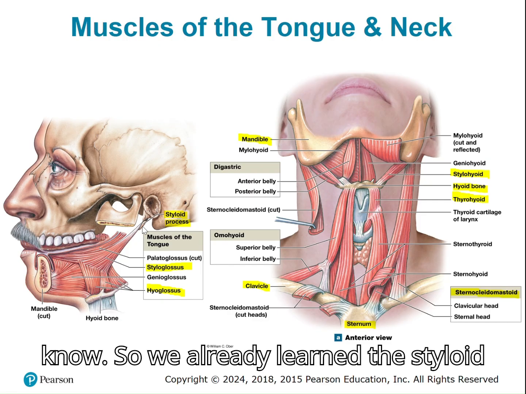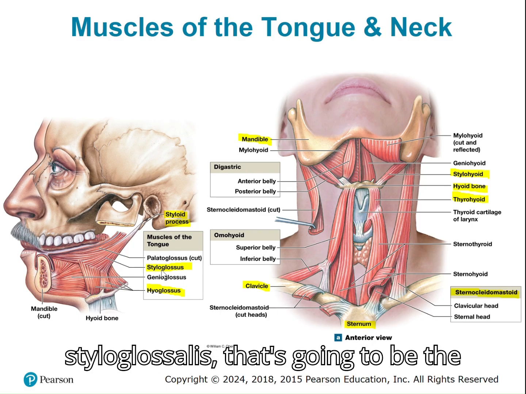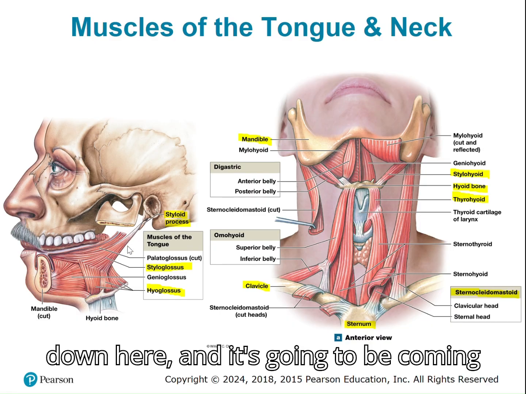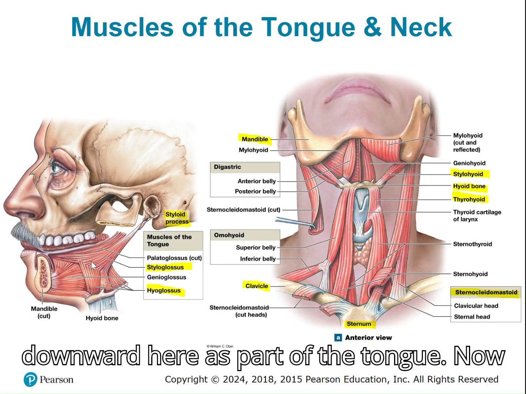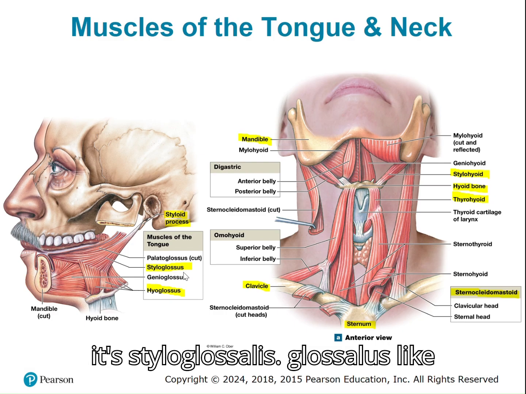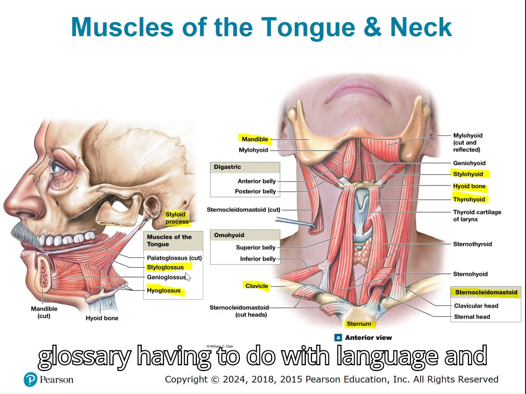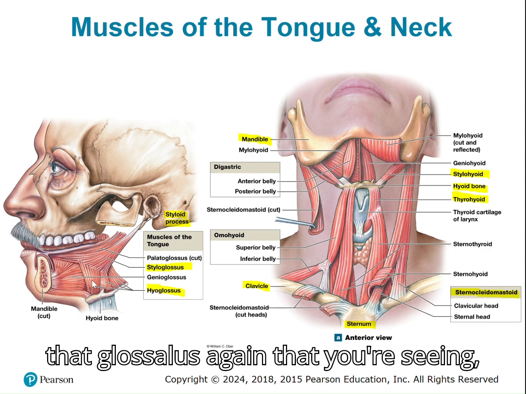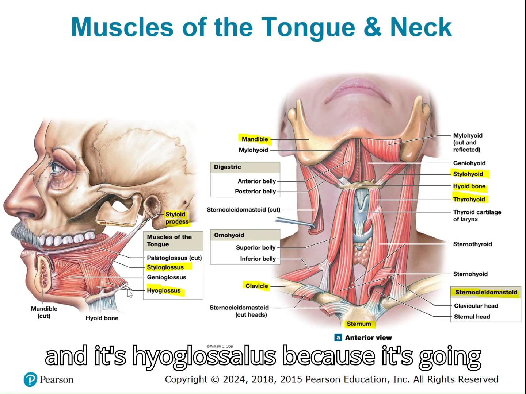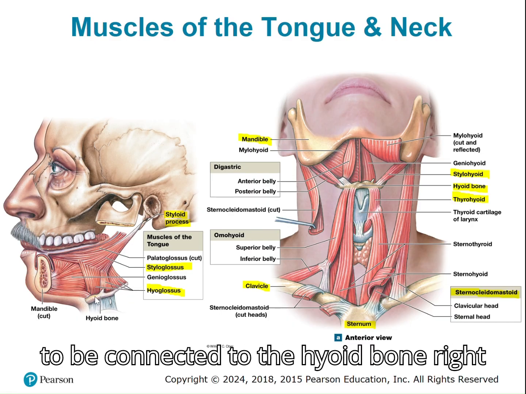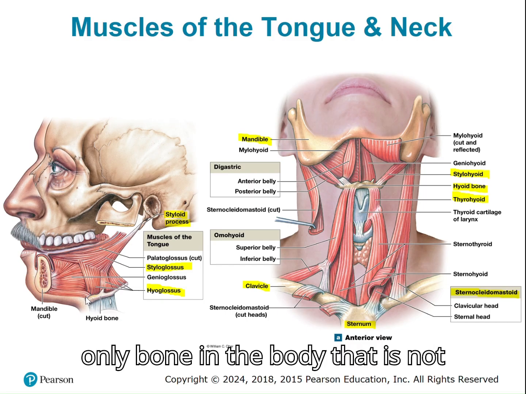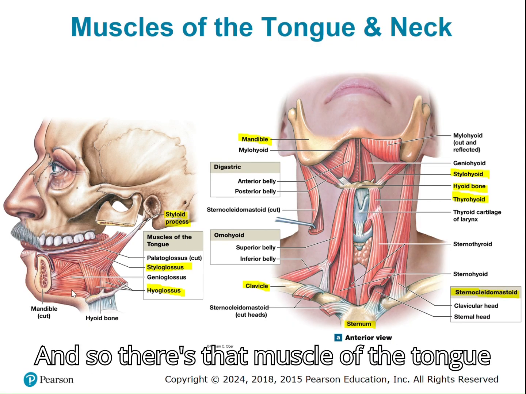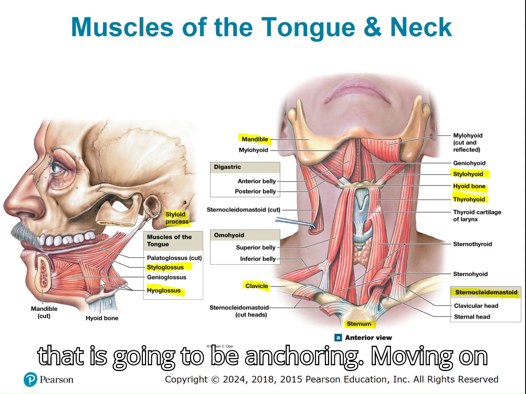We already learned the styloid process right here. So the styloglossus is the muscle attached to the styloid process down here, and it's coming downward as part of the tongue. Now it's styloglossus, glossus like glossary, having to do with language and words. Then hyoglossus, that glossus again that you're seeing, and it's hyoglossus because it's connected to the hyoid bone right here. Remember, the hyoid bone is the only bone in the body that is not articulating with any other bone, and it's in fact anchoring the tongue. And so there's that muscle of the tongue that is anchoring.